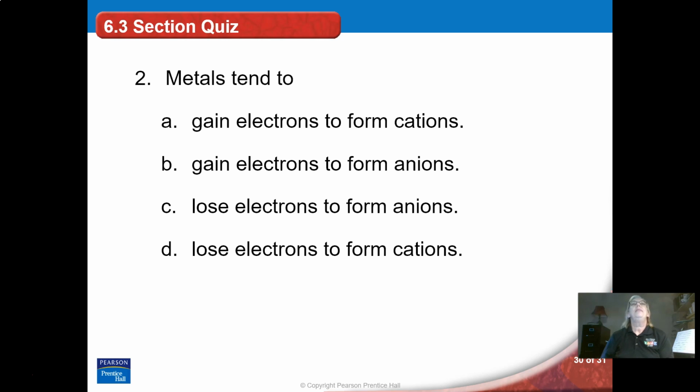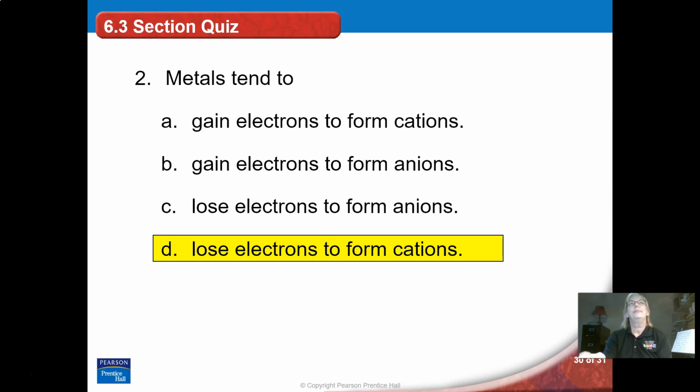Okay, let's try the next one. Metals like to do what? Metals are on the left side of the periodic table. So do they want to be cations or anions? They want to be cations, and they do that by losing electrons.